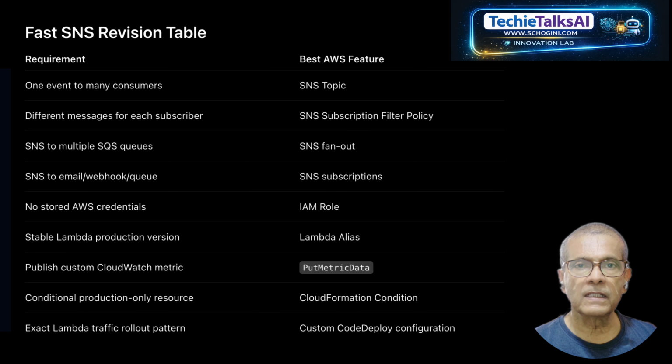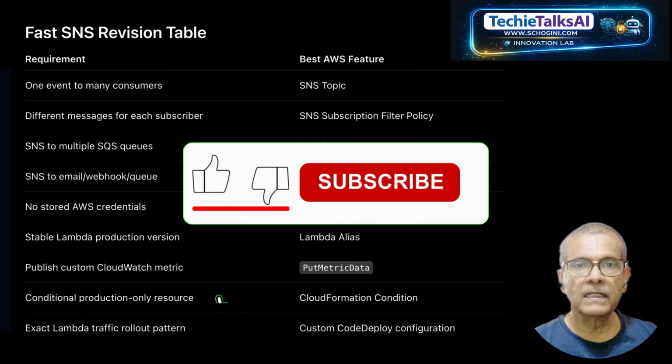Most important SNS exam trap: SNS copies messages to every matching subscriber. SQS gives one message to one consumer. SNS filter policy filters before delivery. Filtering inside the SQS consumer wastes messages, polling and cost. Lambda $LATEST is not a safe production target. Use a named alias such as prod.